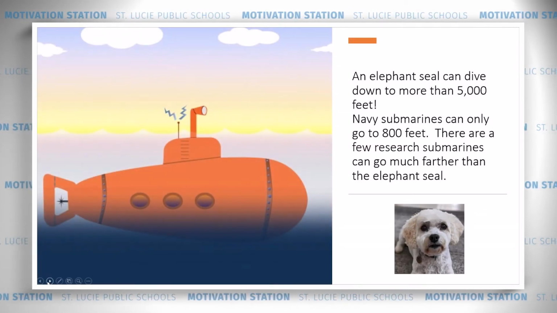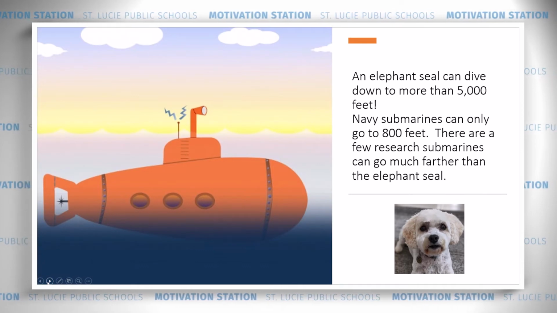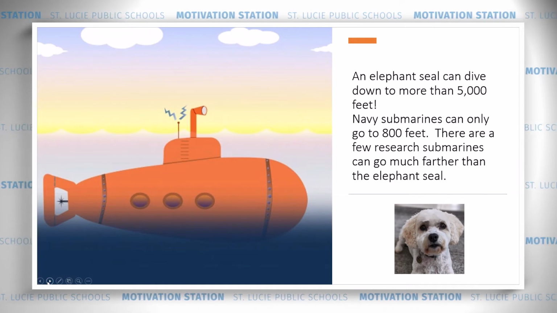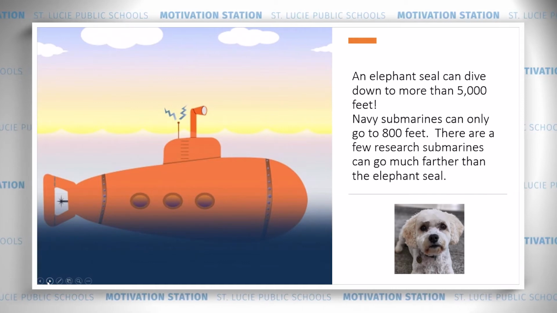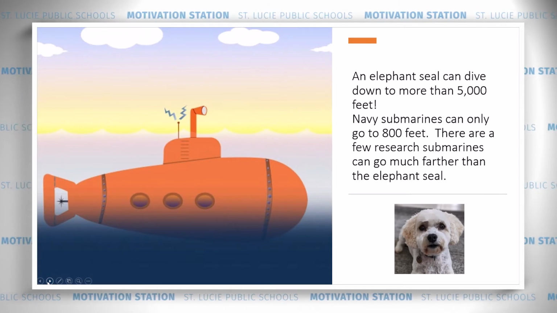An elephant seal can dive down to more than 5,000 feet. Navy submarines can only go to 800 feet. There are a few research submarines that can go farther than the elephant seal, but most submarines do not.